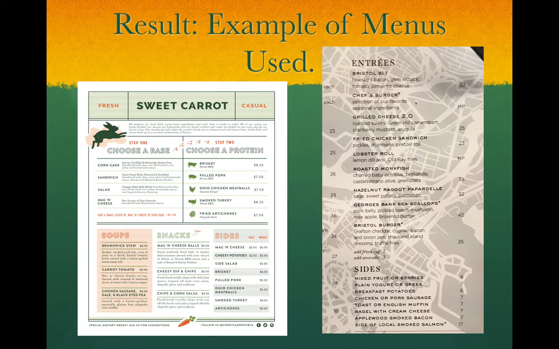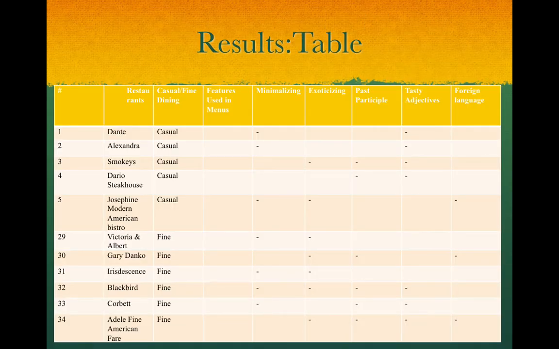Okay, and here are pictures of the menu that I use. So before I go into the results, in this research, the Bristol, which is the menu on your right, shows certain features like minimalizing, exoticizing, and past participle to capture the interest of the reader, while on the left, Sweet Carrot shows features like tasty adjectives and past participles in the menu. And here is a result of some of the restaurants that I have found and tabulated.